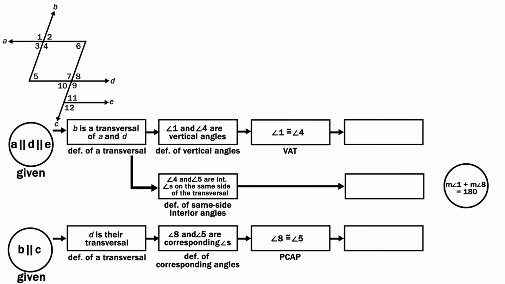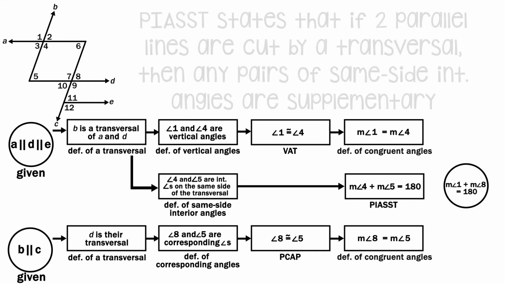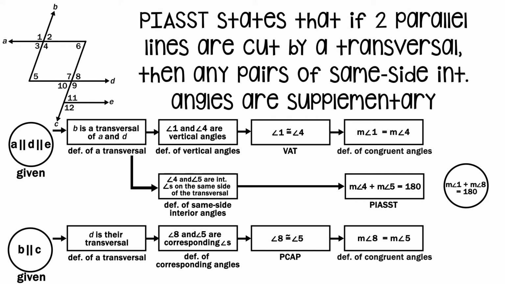The next step is writing down that the measure of angle 1 is equal to the measure of angle 4, and the measure of angle 8 is equal to the measure of angle 5, both because of the definition of congruent angles. Also, the measure of angle 4 plus the measure of angle 5 is equal to 180 because of the parallel interior angles on the same side theorem. Parallel interior angles on the same side theorem states that when two parallel lines are cut by a transversal, any pair of interior angles on the same side of the transversal are supplementary.